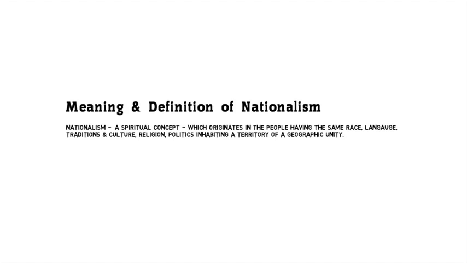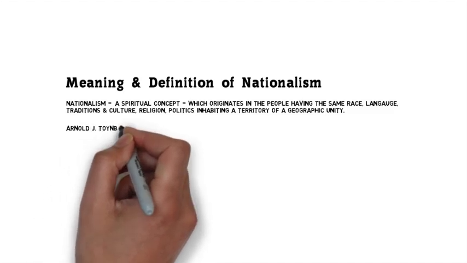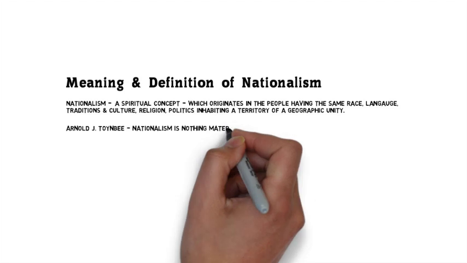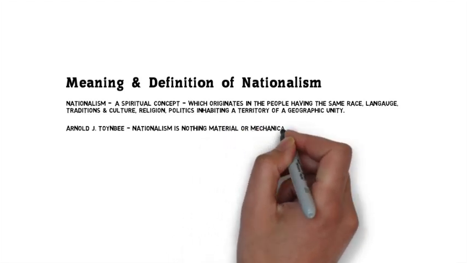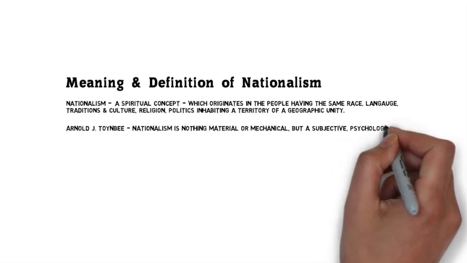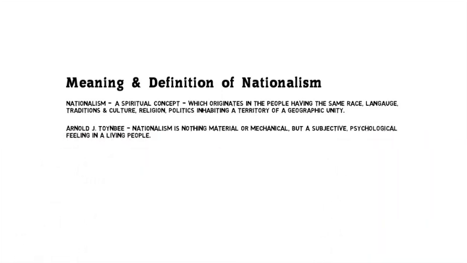So therefore nationalism is a spiritual concept which originates with the people of that particular race or particular geographical unity. Moving on, let us take the first definition by Arnold Toynbee. Arnold Toynbee says that nationalism is nothing material or mechanical but a subjective psychological feeling in a living people. It's very simple: Toynbee says that nationalism is not something material or mechanical. It cannot be produced or invented. It is subjective and it is a psychological feeling.